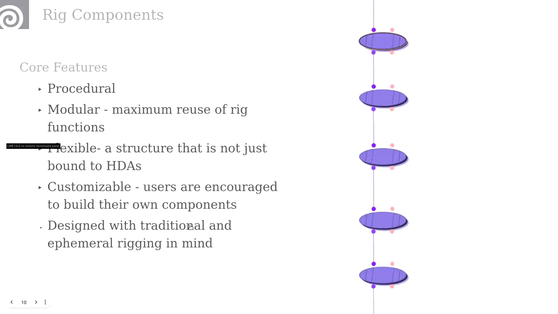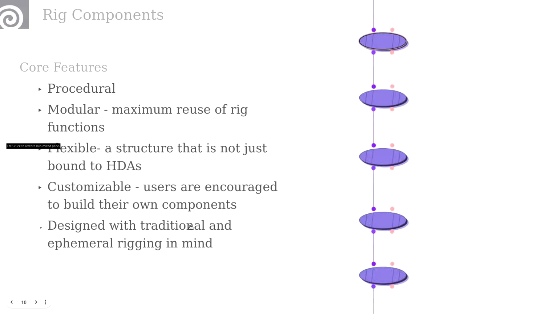So now, rig components. Of course, we want to work procedural and modular. Maximum rig use is very important for us. And it is also very important that we are creating a structure that is maximum flexible. You saw this already with everything that we are showing here. We don't just want to be purely dependent on HDAs.